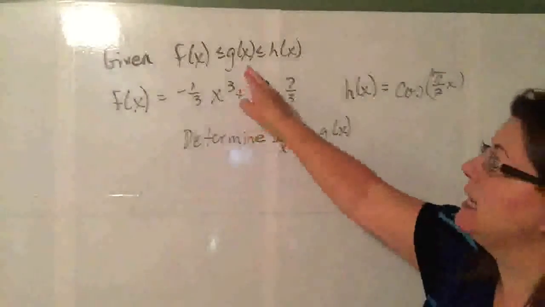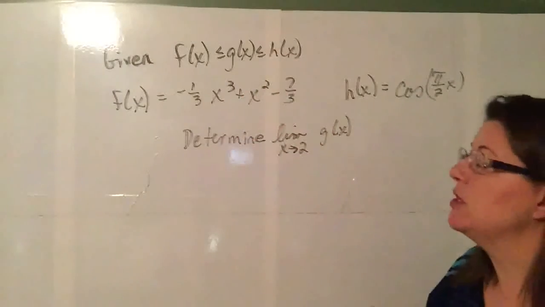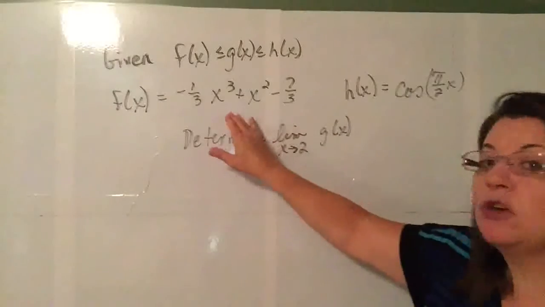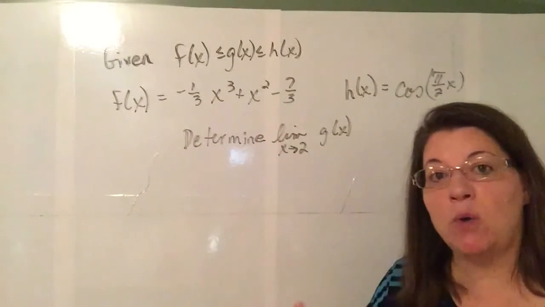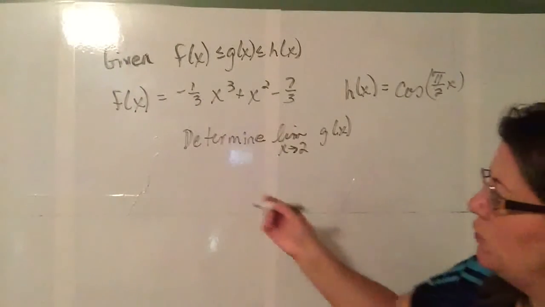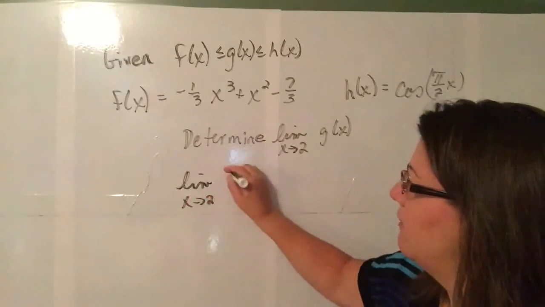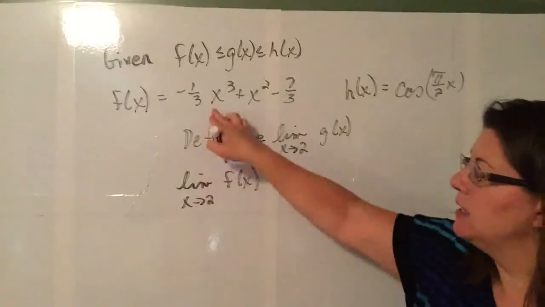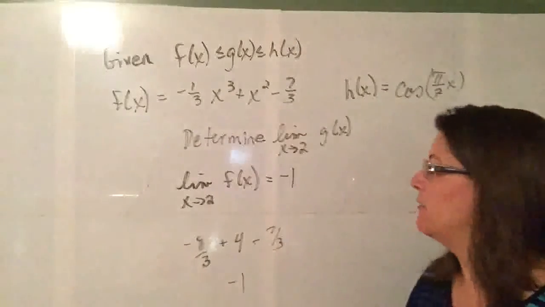But since they did tell us that the g function is always between the f and the h function, as long as the limits at 2 are the same for these two, then you know the limit for the g function has to be the same because it's always in between those two functions. So for this one, if you find the limit as x approaches 2 of the f function, if we just plug 2 in, the limit of the f function as x approaches 2 is -1.